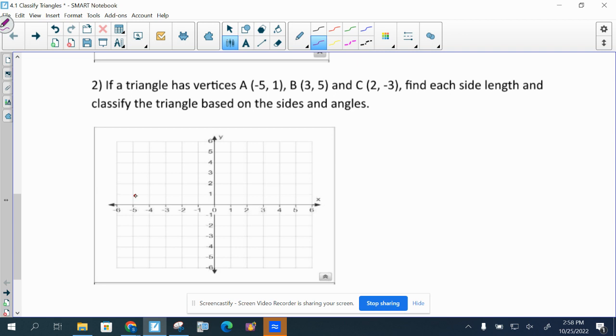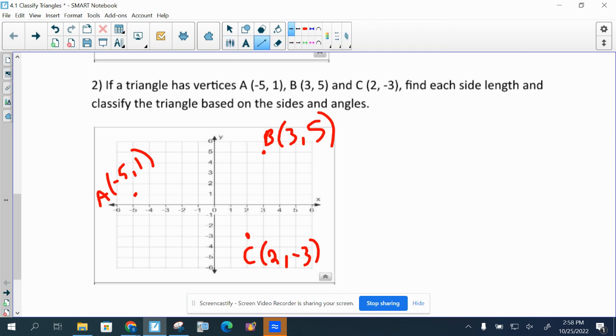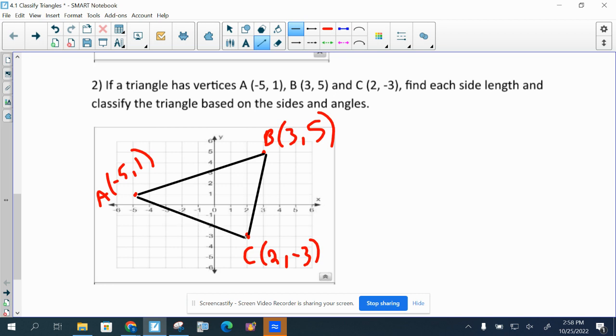So let's graph it. A is -5, 1. And then B is 3, 5. And C is 2, -3. Going to connect the dots here. Okay, then we're going to find the distance between each of the vertices.